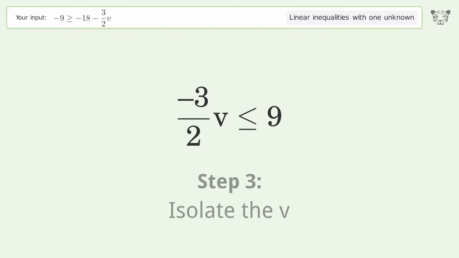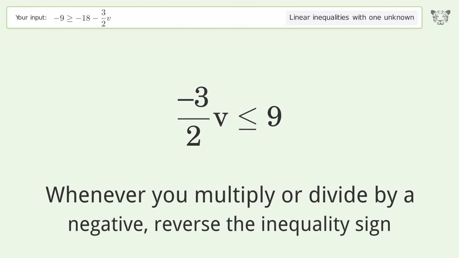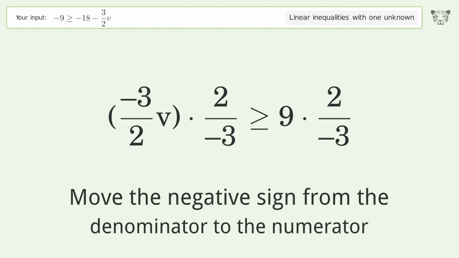Isolate the v. Multiply both sides by inverse fraction 2 over -3. Whenever you multiply or divide by a negative, reverse the inequality sign. Move the negative sign from the denominator to the numerator.